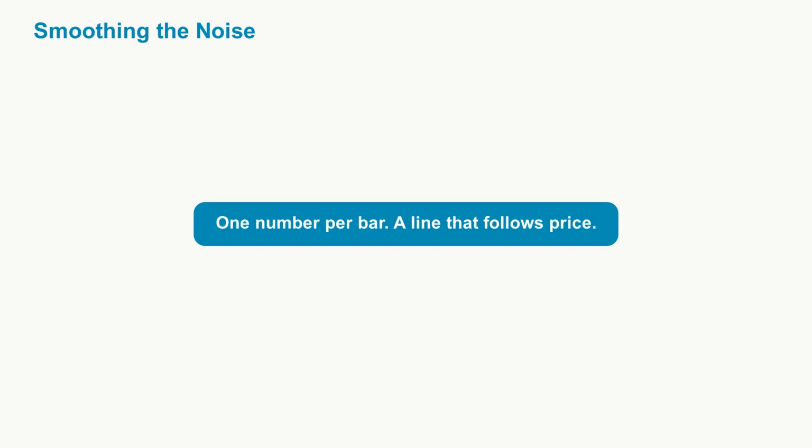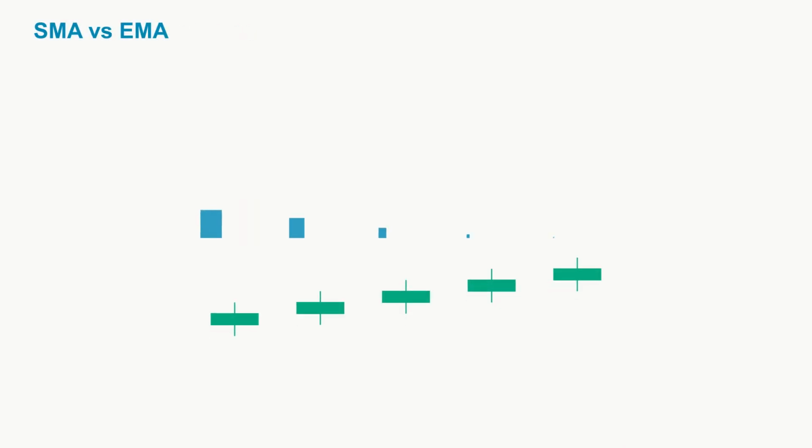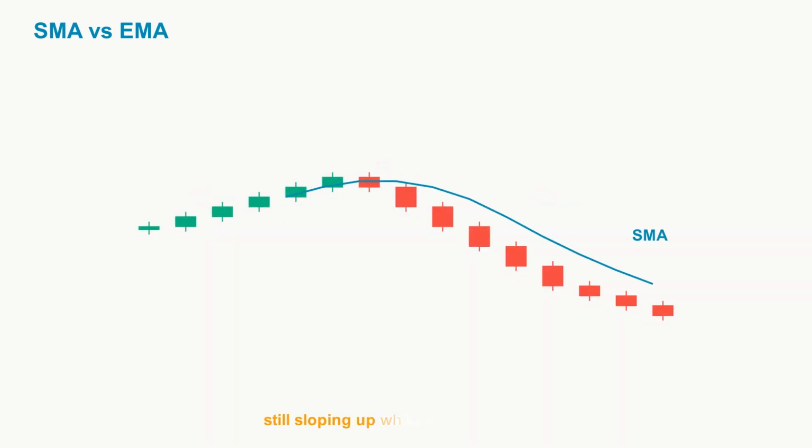That's the foundation. The simplest version is the SMA, simple moving average. Every bar in the window counts the same. That sounds fair, but there's a problem. A big move 20 days ago gets the same weight as yesterday's close. When price reverses, the SMA drags old data with it, slow to reflect what's happening now.